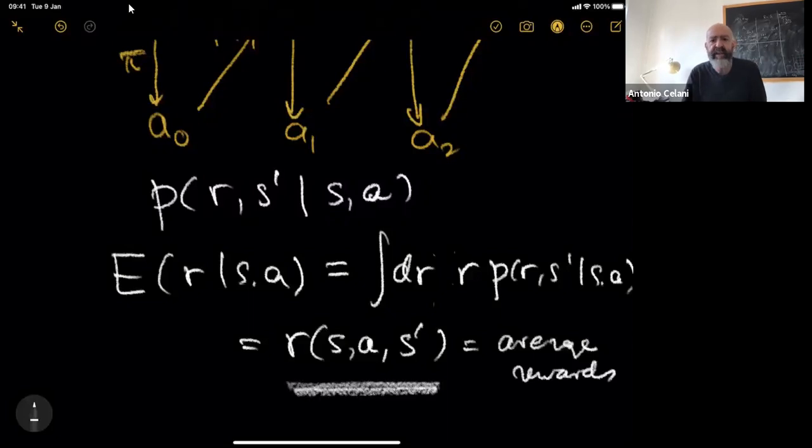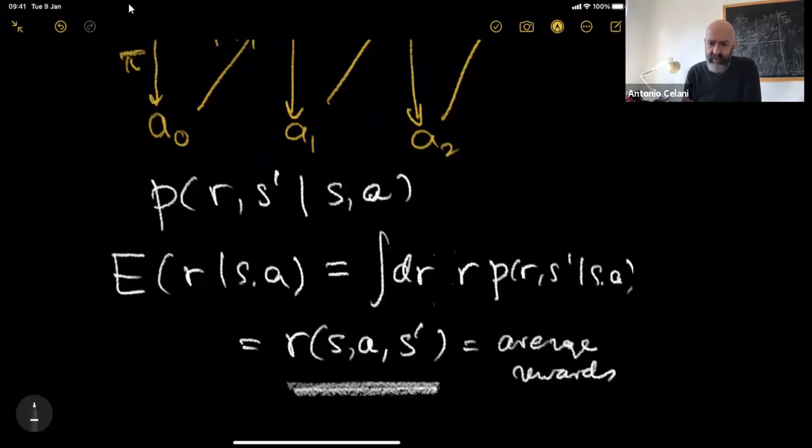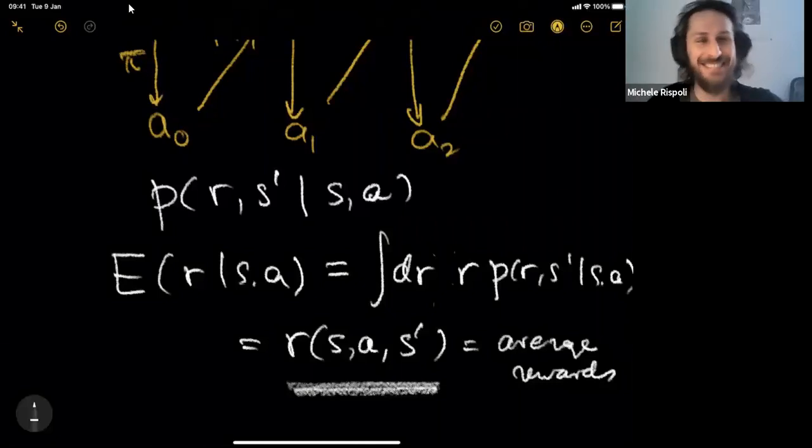And so in this sense, this is a function, because it's a function of the triplet S, A, S prime that you're visiting along the way. Otherwise, we should think of it as a distribution, basically. Yeah, exactly. Okay, thanks.